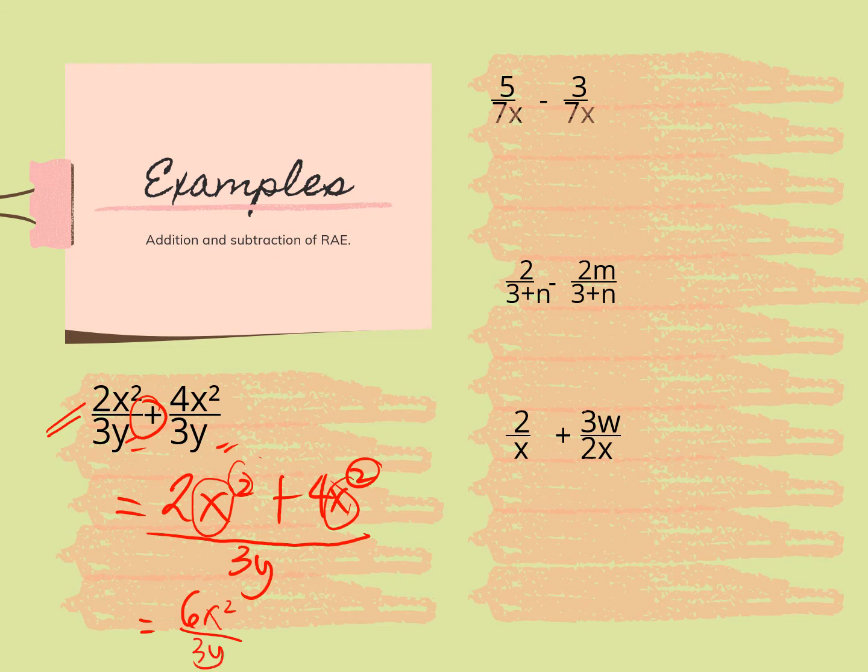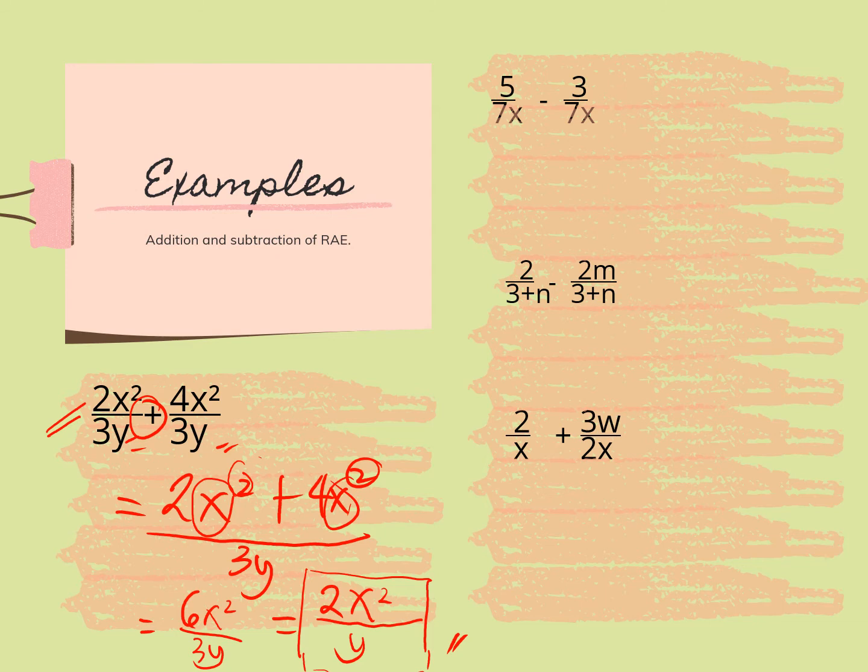But as you can see, this is not yet the final answer. Why? Because 6 over 3 can be reduced to 2 over 1, since they are both divisible by 3. Since the variables are different, you just copy, so 2x squared over 1. And since the denominator's numerical coefficient is 1, we can remove it. So, our final answer would be 2x squared over y. That is the sum of the two given expressions.